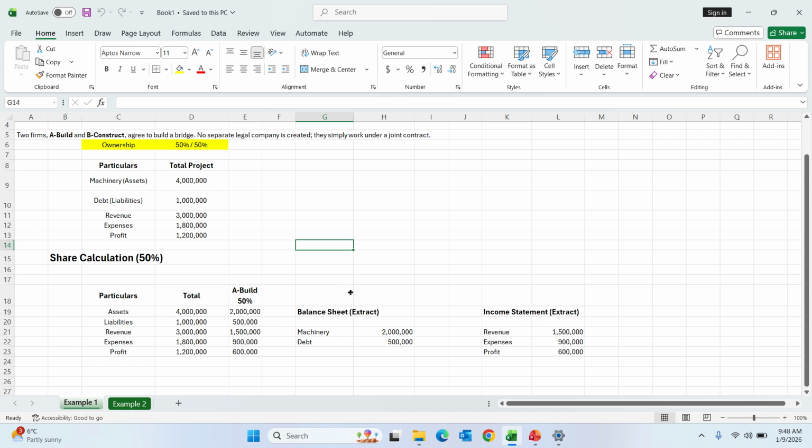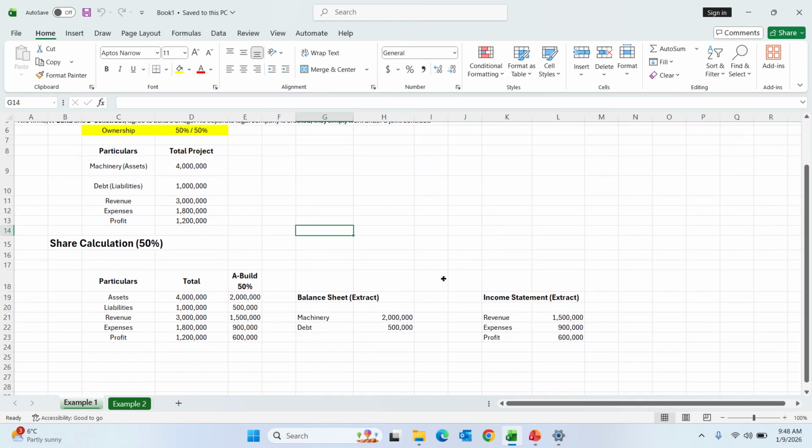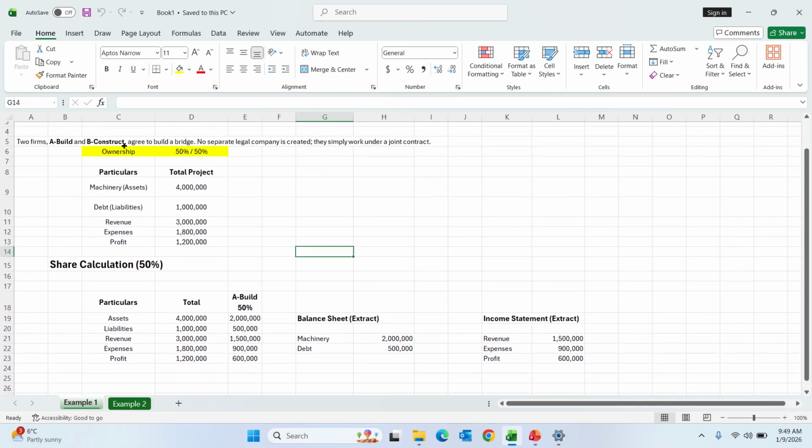So how is this recorded in the balance sheet of A Build? Machinery worth 2 million, debt 500,000. And for the income statement, revenue, expenses and profit go by these amounts as I've discussed here in the income statement. So this is how joint operations work, and the same will go for the B Construct company.